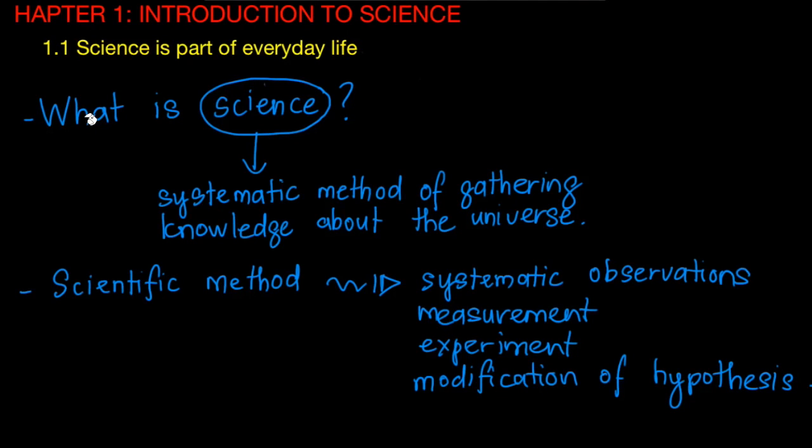Science is part of everyday life. What is science? Science is the systematic method of gathering knowledge about the universe. So, what is a scientific method? Now, when carrying out a scientific method, we need to have systematic observations, measurements that are conducted, experiments, and finally modification of the hypothesis. Now I'll be explaining all of these in the next part of this chapter.